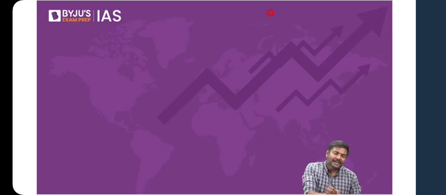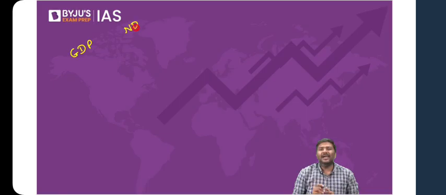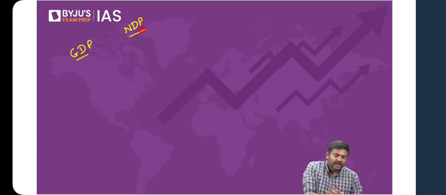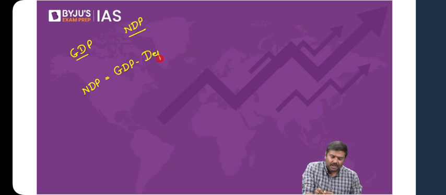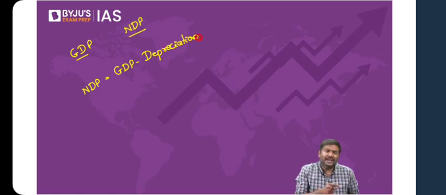Important. UPSC has asked these kinds of questions earlier also. Please learn it by heart. Then, what is the basic difference between GDP, GNP, and NDP? If you make a comparison between GDP and NDP, what is the basic idea? The formula is simple. NDP is equal to GDP minus depreciation.